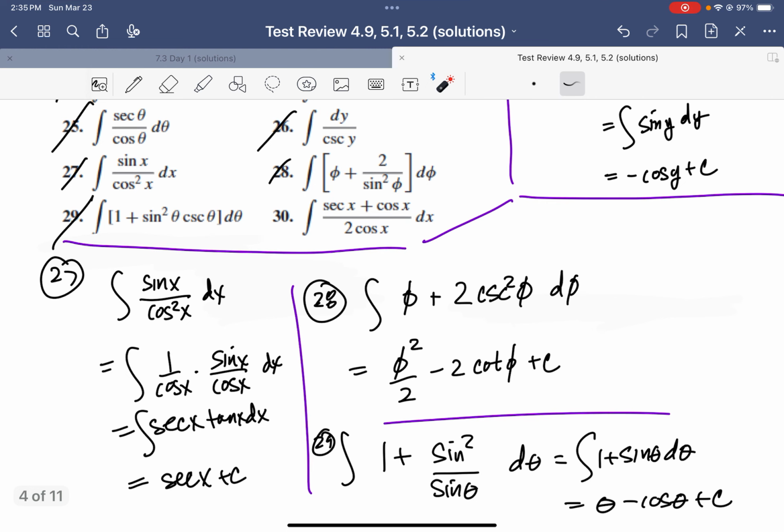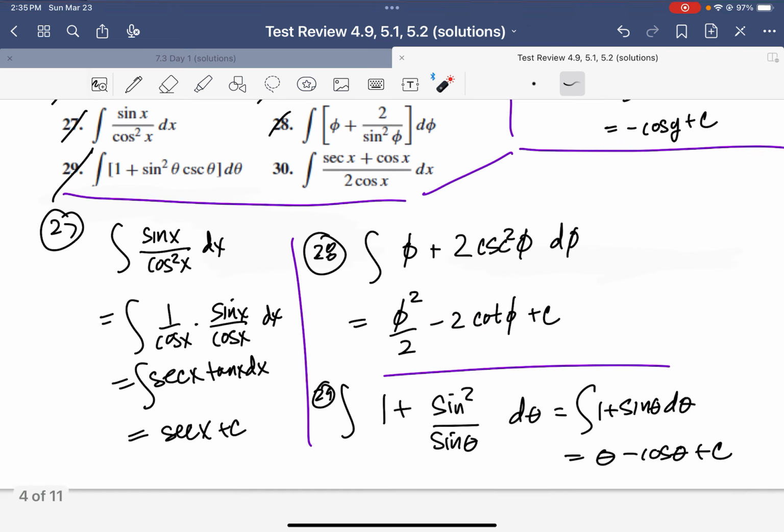28, this is phi, so 2 over sine squared phi is just 2 cosecant squared phi. So if you integrate phi, you get phi squared over 2. And then what do you take the derivative of to get cosecant squared? Well, that would be negative cotangent of phi.